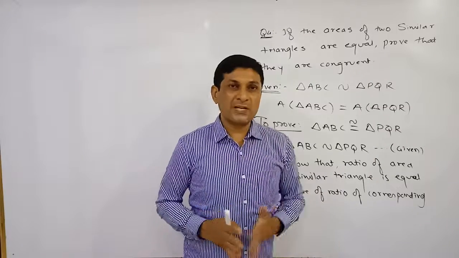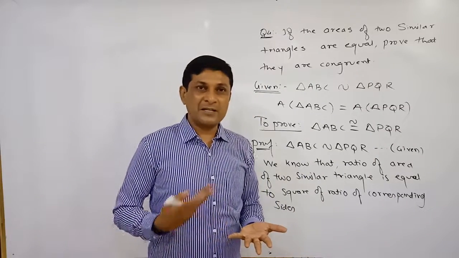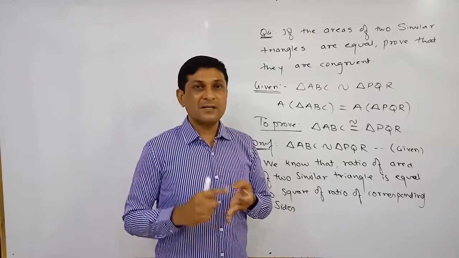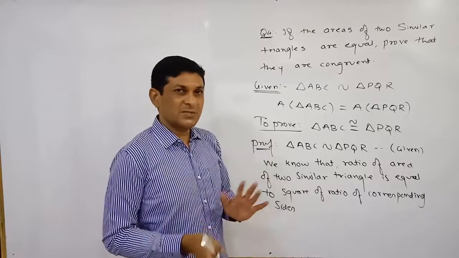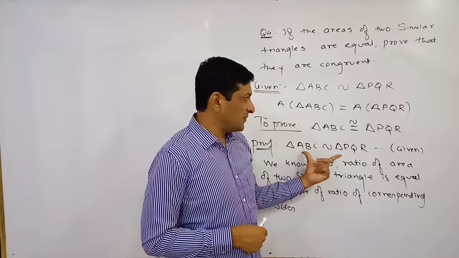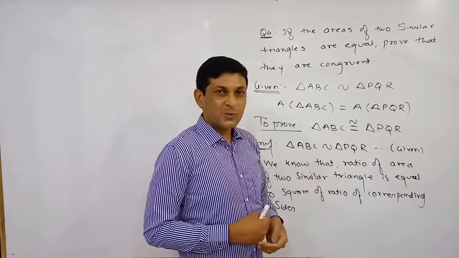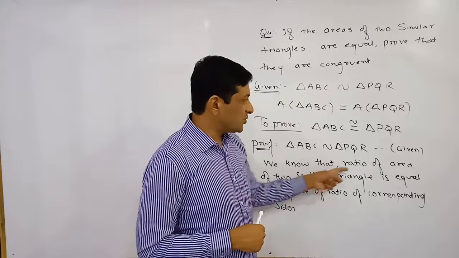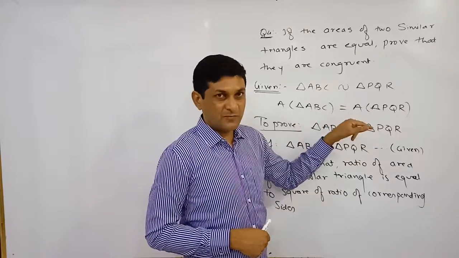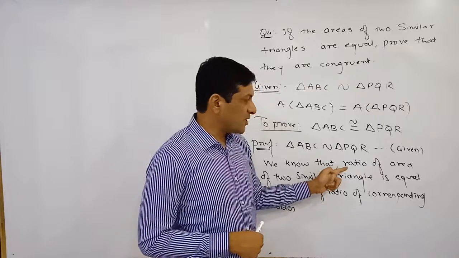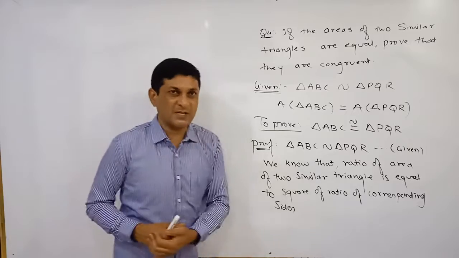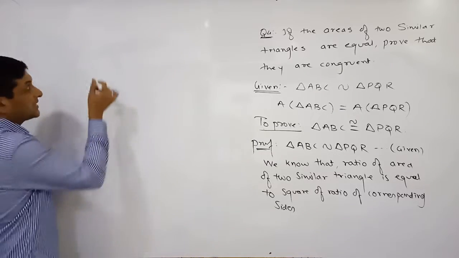To prove that two triangles are congruent, we have some criteria, or tests, that is SSS, SAS, AAS, ASA and RHS. Using these tests, we are able to show that two triangles are congruent. So here we are using the given condition that these two triangles are similar. We know that the ratio of areas of similar triangles is equal to the square of the ratio of corresponding sides, and the example is also related to the area of similar triangles, so that's why we are using this result.